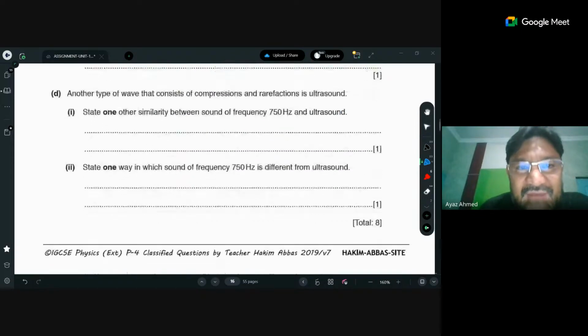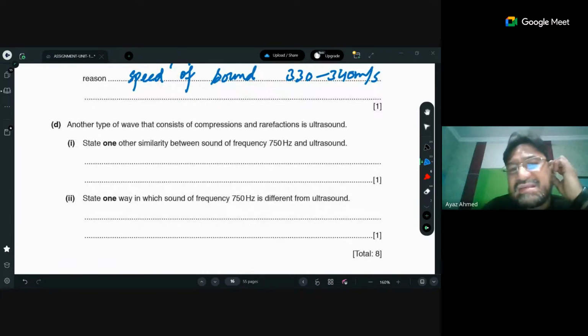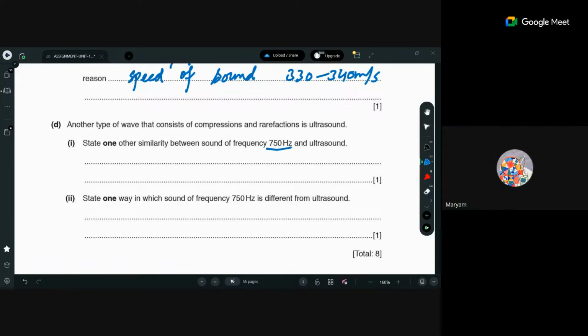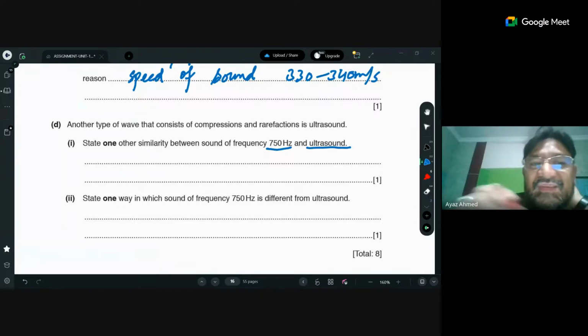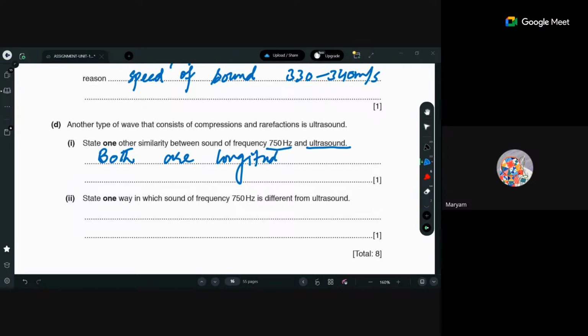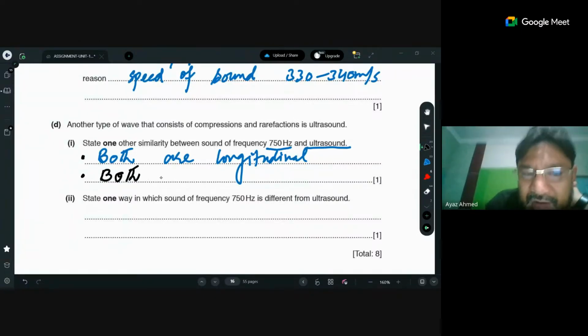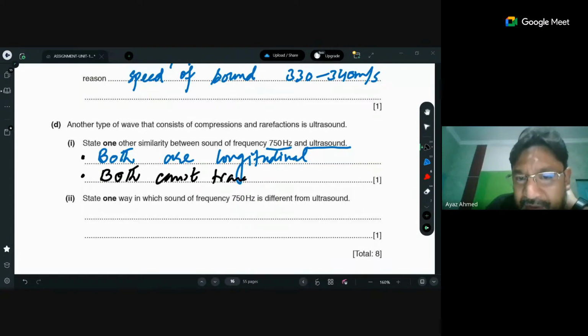Got it? Then another type of wave that consists of compressions and rarefactions is ultrasound. That is the same thing, but that is ultrasound. State one other similarity between the sound at a frequency of 750 hertz and ultrasound. So what does it mean? Is 750 hertz audible or not? It is audible. Ultrasound is not audible. So this is basically the difference, right? So the similarity is both are longitudinal waves, and both consist of compressions and rarefactions. And secondly, both cannot travel through a vacuum, they need a medium.